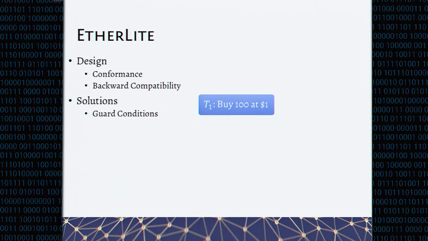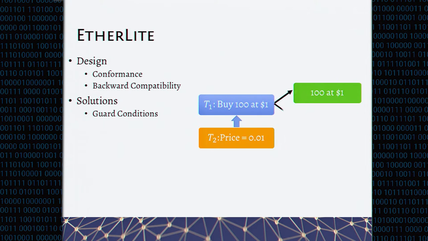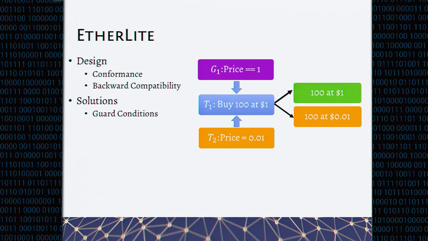So let's look at the previous example. Let's see the transaction that was trying to buy 100 stocks at $1. The expected result here is that the stock is sold at the right price. But we've seen that when there's a competing transaction, there's a possibility of an unexpected result. But if the user were to introduce a guard condition stating that the price be exactly what he's seeing, then the transaction will either successfully execute or not at all.